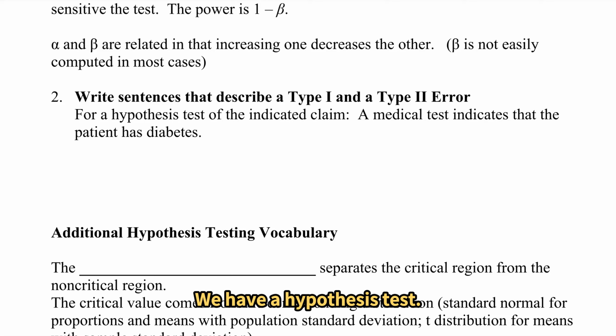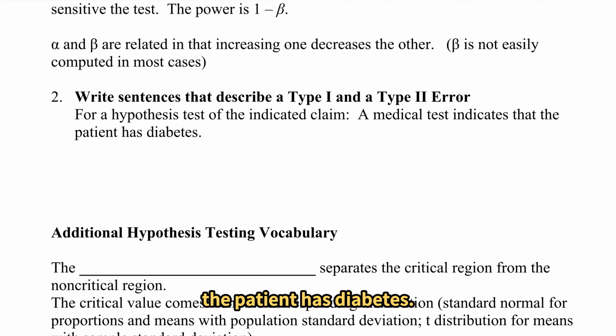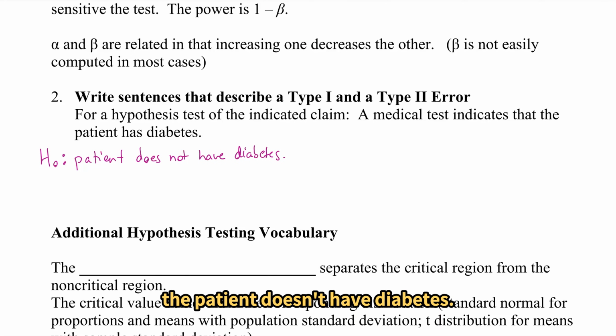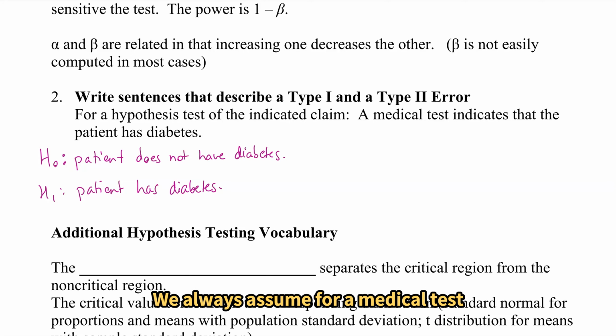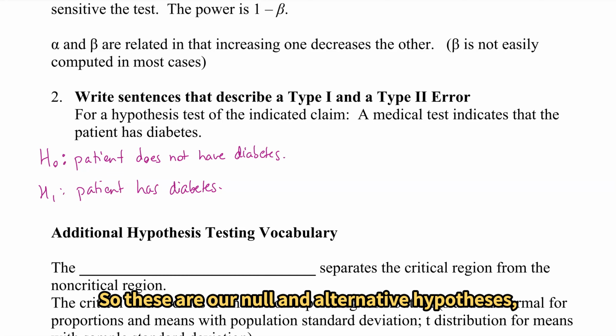Let's take a look at type 1 and type 2 errors. We have a hypothesis test. There's a claim: the medical test indicates the patient has diabetes. A null hypothesis would be the patient doesn't have diabetes. We always assume for a medical test that they don't have what we're testing for, and then we use the test to show otherwise. It's very similar to our null hypothesis. We assume there's no difference in the mean and some value, or the proportion and some value. And then the alternative is there is a difference. So these are our null and our alternative hypotheses.